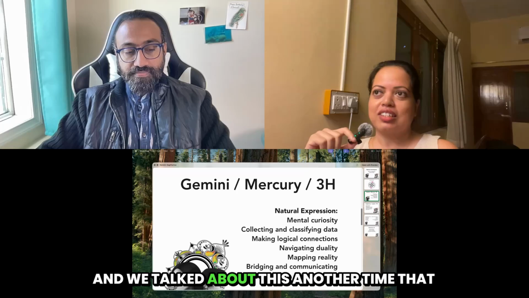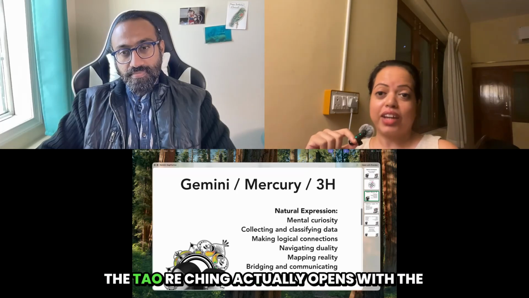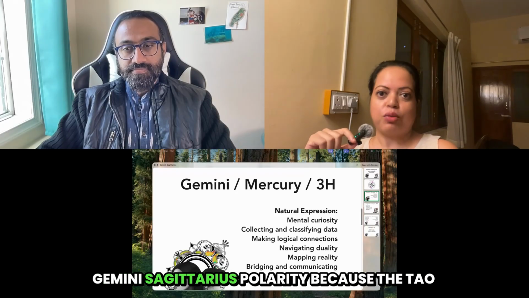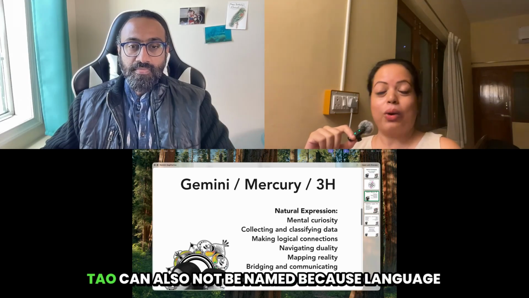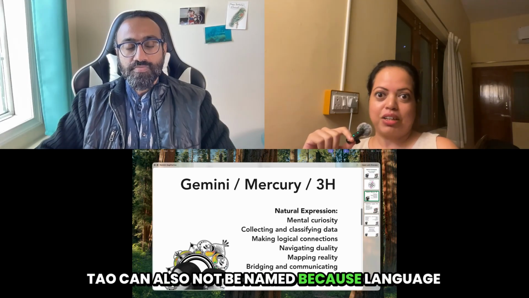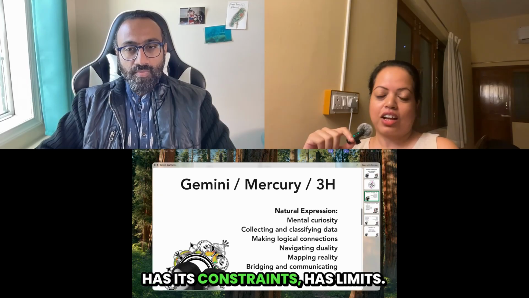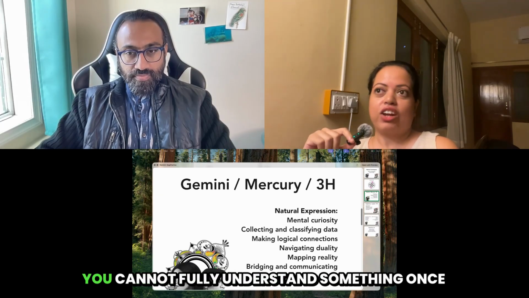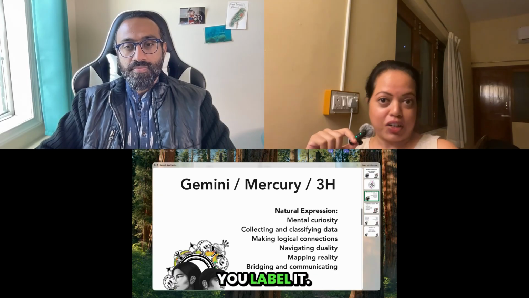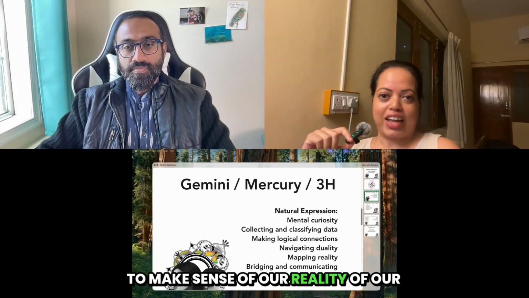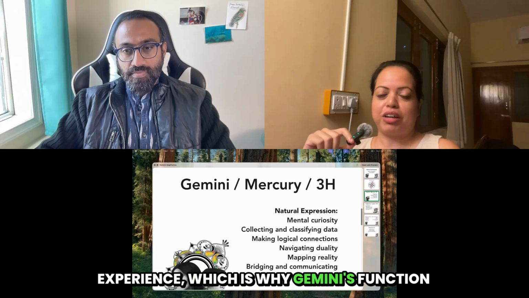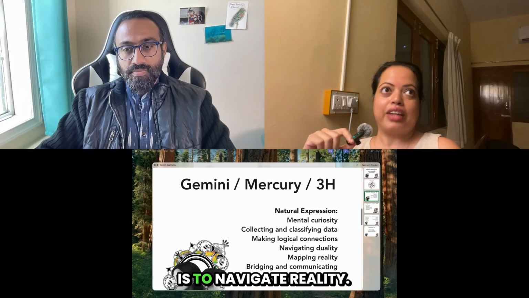And we had talked about this another time, that the Tao Te Ching actually opens with the Gemini Sagittarius polarity, because the Tao is both the naming of 10,000 things, and the Tao can also not be named, because language has its constraints, has limits. You cannot fully understand something once you label it. But at the same time, labeling is important to make sense of our reality, of our experience, which is why Gemini's function is to navigate reality.